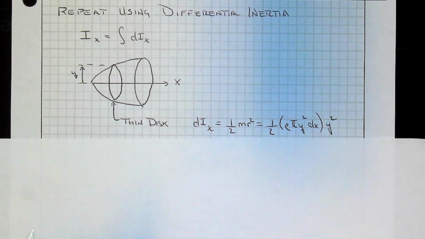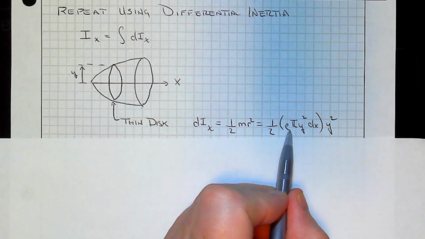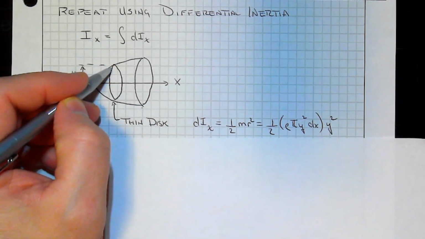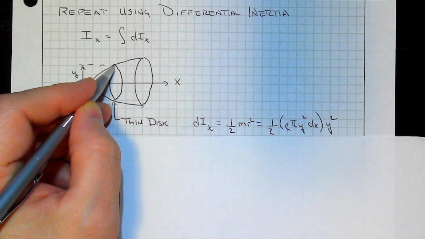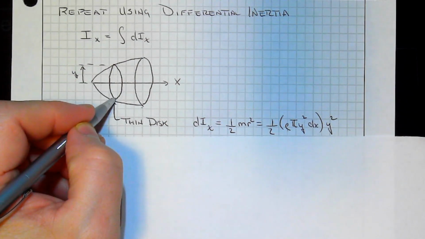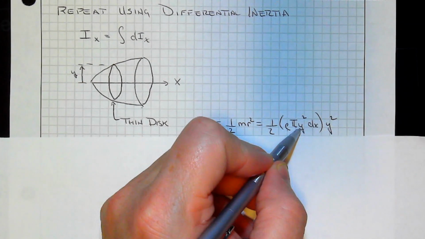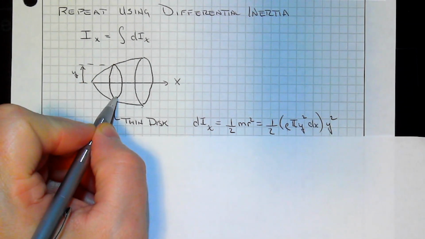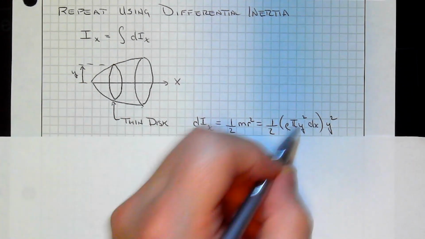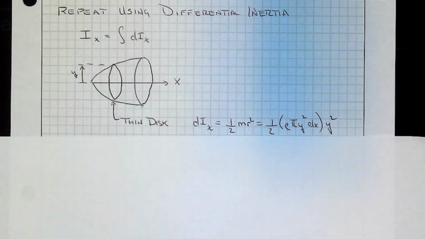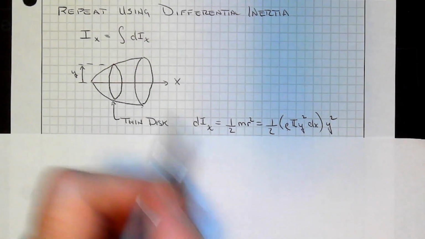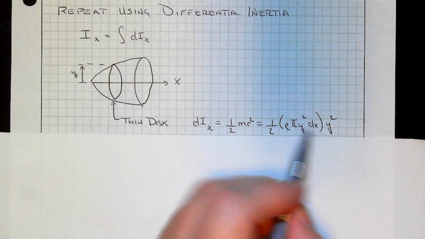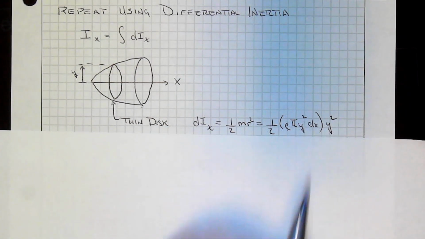Okay, now what was the mass? Well, let's think about that. It'll be density times the area of this disk. Well, that's just a circle, so pi y squared, times dx, the thickness. That'll be the volume. Here's volume times density. All right, now this is going to move along the x. We're going from here to here, so we've got a little problem.